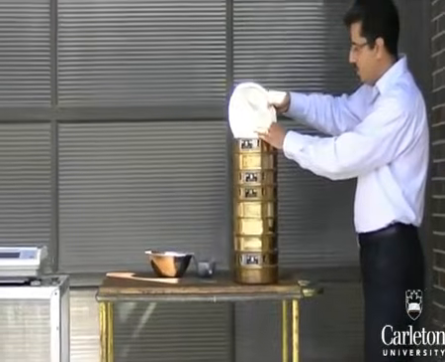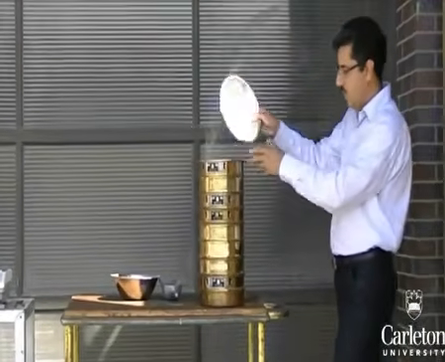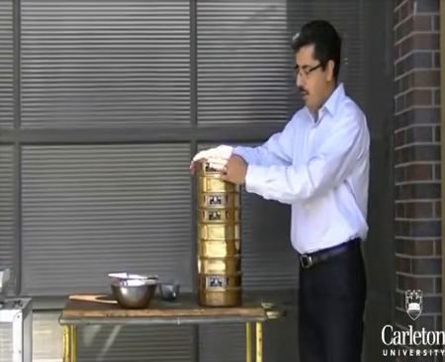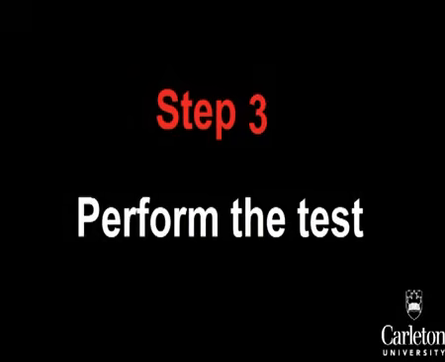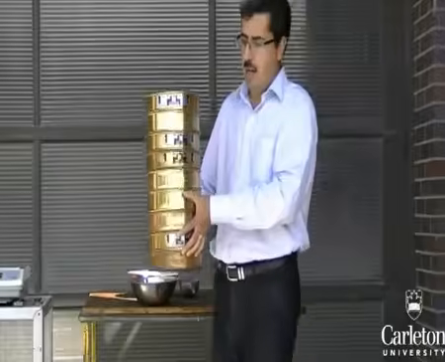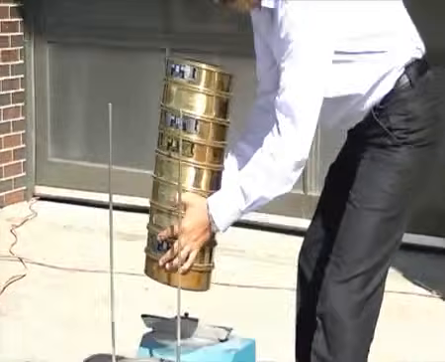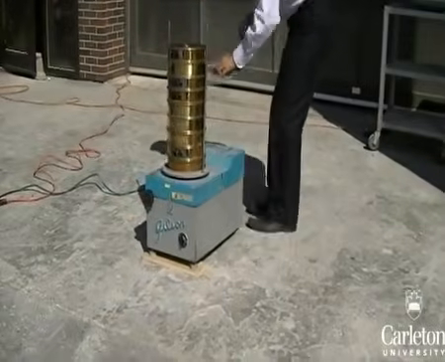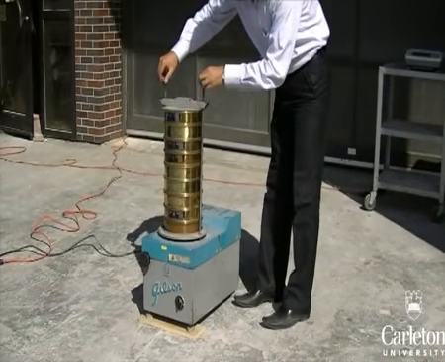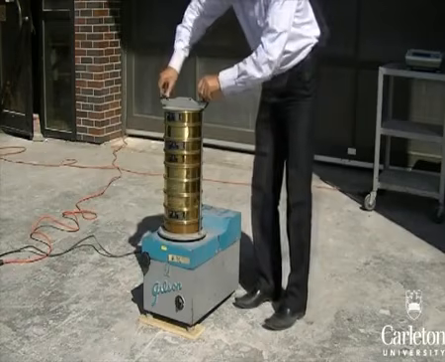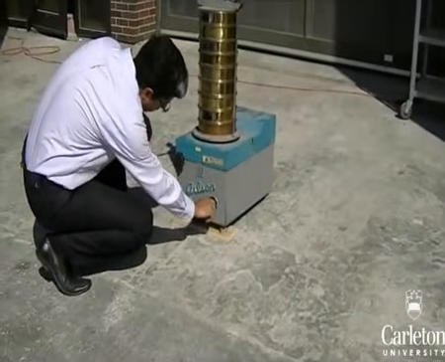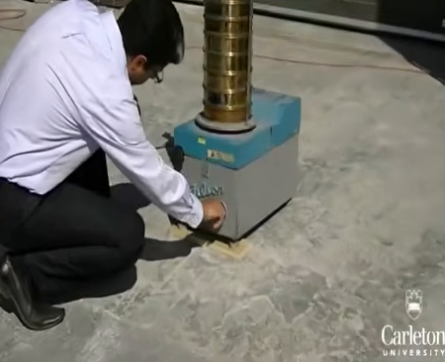Pour the soil sample into the top of the stack of sieves and cover the stack with a lid to prevent dust from escaping during the test. Take the stack of sieves and place it on the shaker. Place the top cap on the shaker and secure it by hand with the 2 screws. This will fix the sieve stack in place while it is shaking. Then set the shaker for 10 minutes of shaking. It will start automatically if it's plugged in.